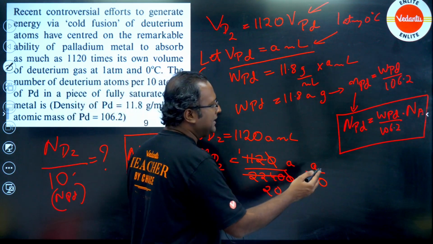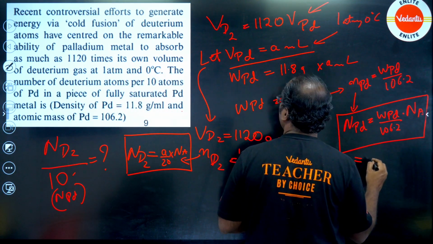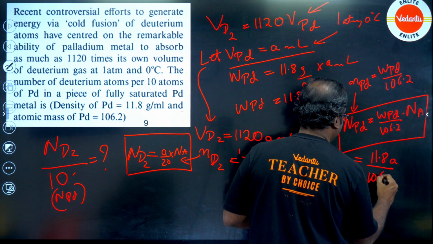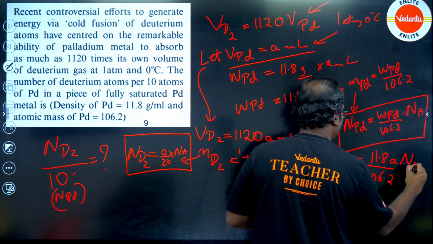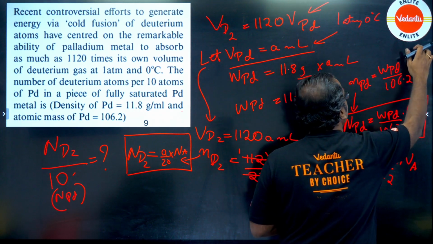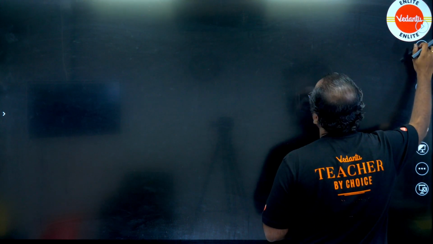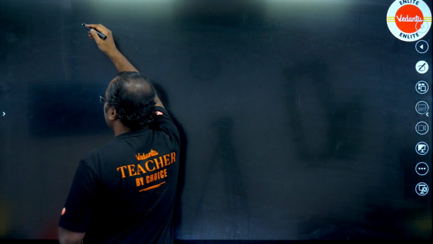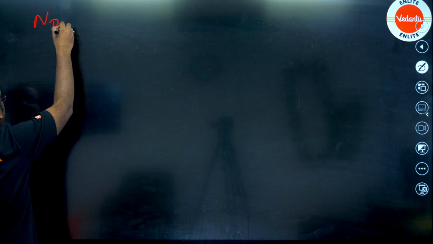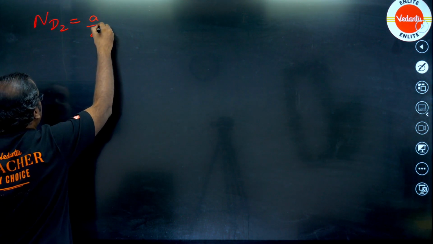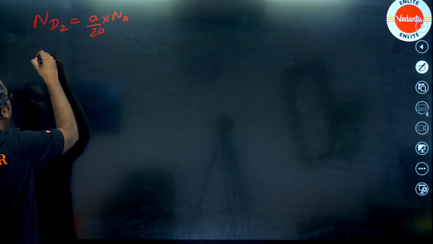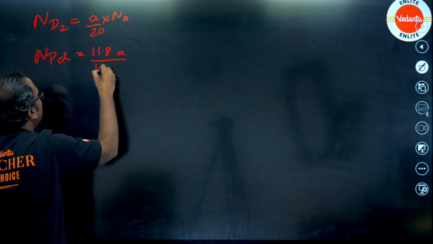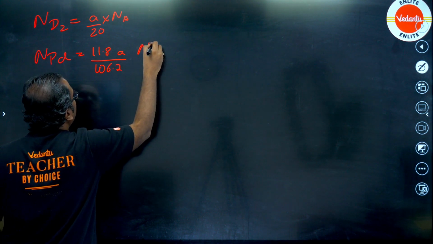Number of palladium particles are the weight of palladium that we got as 11.8 A upon 106.2 Avogadro. Let me take this on the next slide. No problem. So we got the number of deuterium molecules as A by 20 into Avogadro, and we got the number of palladium particles as 11.8 A upon 106.2 into Avogadro.